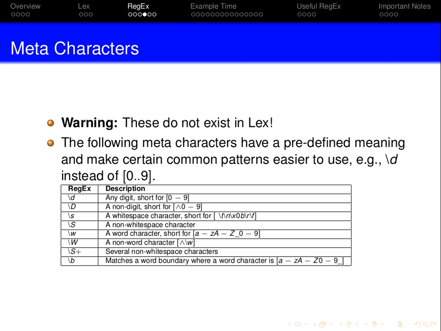Little w is for any word character. Notice that you can also have a digit in there. Big W is for the non-word. Underscore as well, yes, you're correct, underscore as well is part of the word. Thanks. Several non-space characters, and \b as a boundary, which matches a word boundary where a word character is. Okay, what's the difference between that and word?